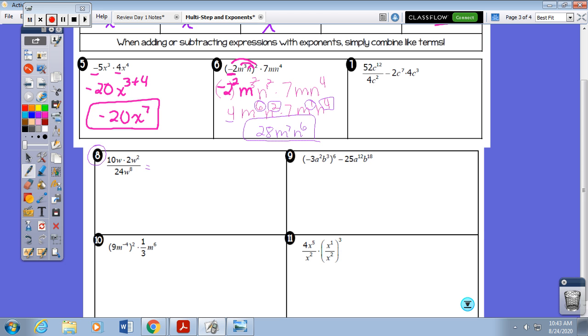Alright, so I'm going to go ahead and work through it. I'm going to go ahead and multiply these and then add these two together. So 10 times 2 is 20. I get 20 w to the 3rd, there's 1 plus 2, over 24w to the 8th power. Alright. We're going to go ahead and simplify that. 20 divided by 24 simplified becomes 5 over 6. And then you end up with w to the 3 minus 8.